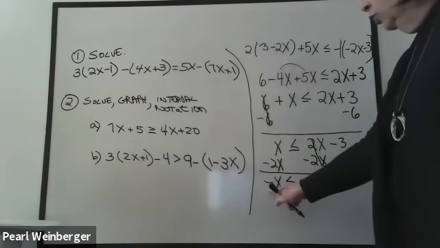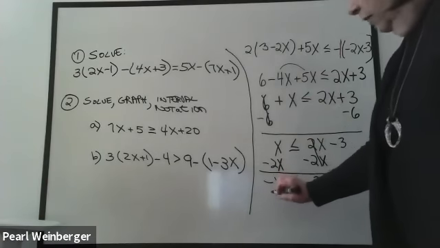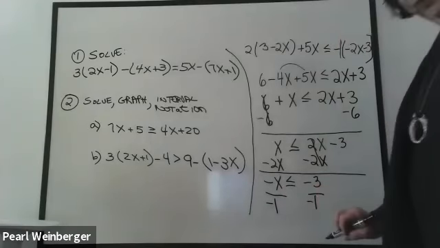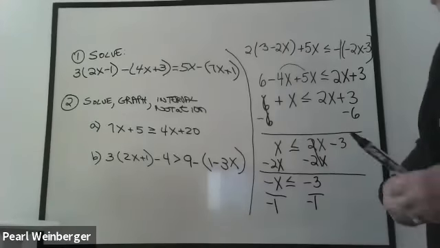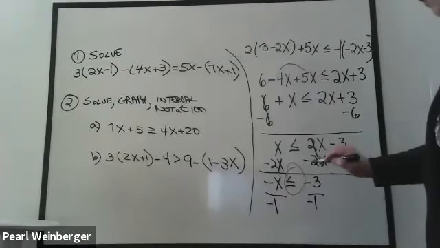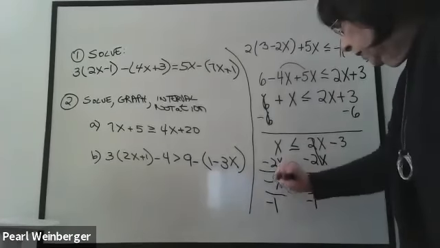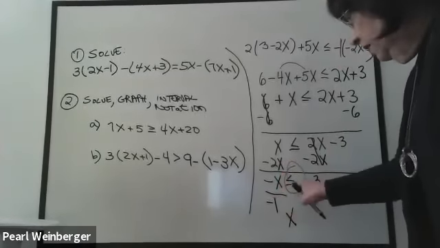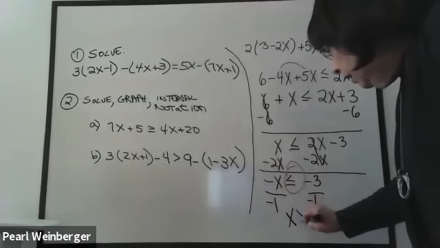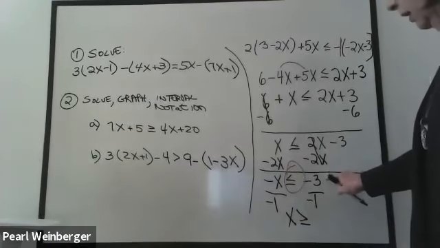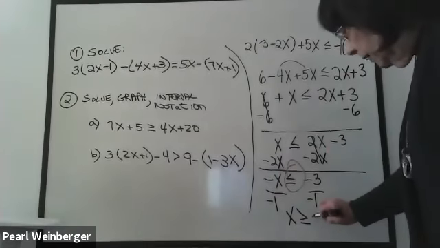So what am I going to do with this? This is like a -1. I have to divide by -1 on both sides. And when we divide by a negative number, here's where we have to be careful. That's the case where we switch the direction of the inequality. So negative x divided by -1 is x. The less than or equal sign becomes a greater than or equal sign because we divided by a negative number. -3 divided by -1 is +3.